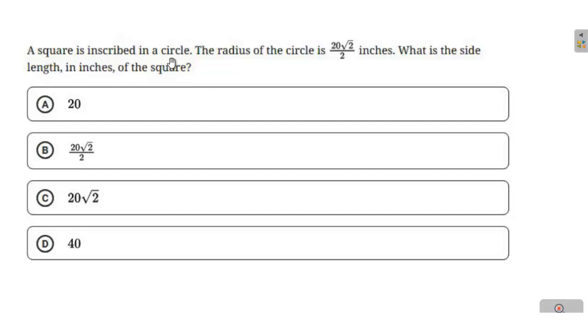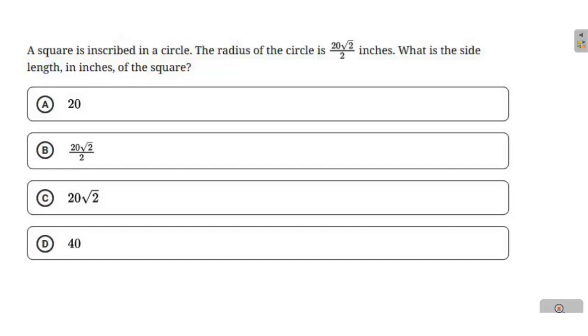A square is inscribed in a circle. The radius of the circle is 20 root 2 over 2, right? This 20 root 2 over 2 should give us 10 root 2 anyway, inches. So what is the side length in inches of the square?